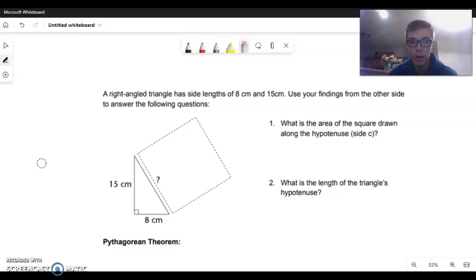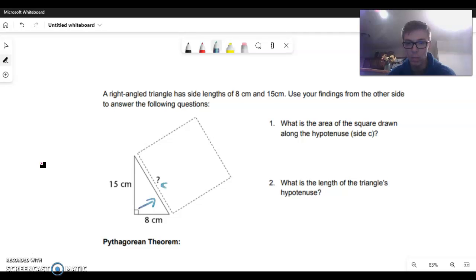And the word hypotenuse means the side opposite of the 90-degree angle. All right, so when I say side opposite of the 90-degree angle, that means find your 90-degree angle. If you draw an arrow to the side opposite of it, okay, that is the hypotenuse, okay? So that would be our side C here.